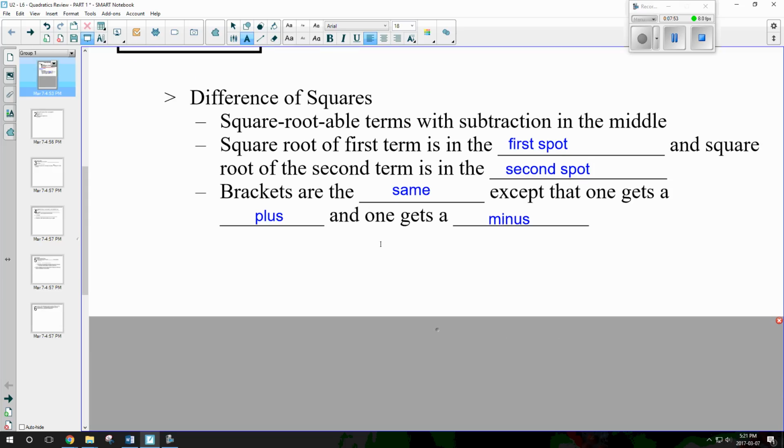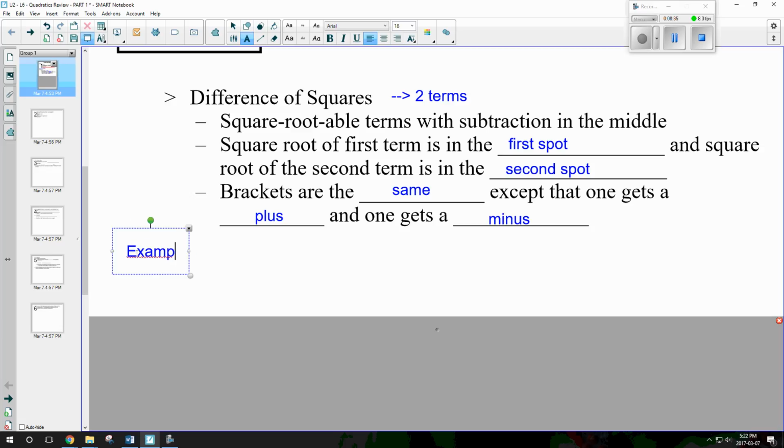So while you're writing that down, I'm just going to quickly verbally review. So difference of squares, we have two terms. We only ever have two terms when we have difference of squares. Both terms must be square rootable terms, meaning they square root to a nice number, and there must be subtraction in the middle. If it meets all three of those conditions, we know that we use difference of squares. Now we know inside of our two brackets, the square root of the first term goes in the first spot, the square root of the second term goes in the second spot, and then both of our brackets are exactly the same, except one bracket gets a plus and one bracket gets a minus.